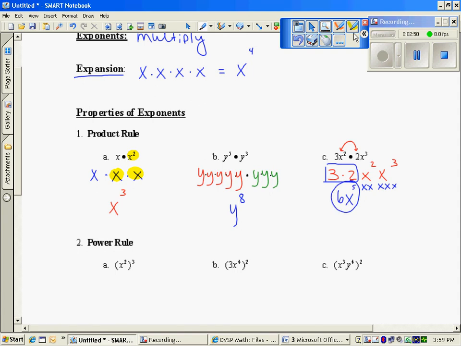Now if you look at a pattern for the product rule, what's happening to the exponents? Well, there's a 1 in this position because there's only 1 x there. 1 plus 2 is 3. In this position, 5 plus 3 matches my exponent of 8. And x squared times x cubed, adding the exponents, gives me that exponent of 5. So if we want to make a rule for this, the product rule tells me to add the exponents. Now we can only add exponents when the bases are the same.